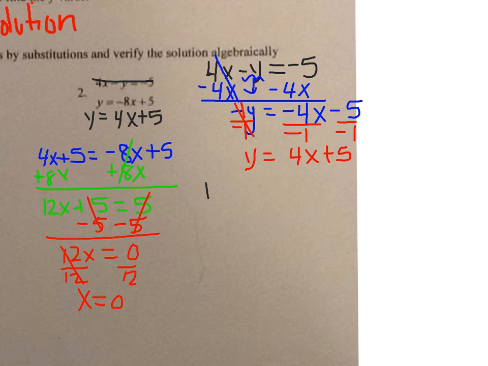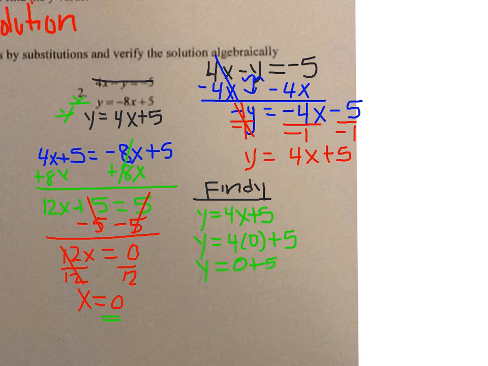Now I'm going to find y. Take either one of these two equations here. It doesn't matter. I'll use y equals 4x plus 5. Plug in, x is 0. Y equals 4 times 0 plus 5. 4 times 0 is 0 plus 5. Y equals 5. So now write down the word solution. My x is 0, my y is 5.